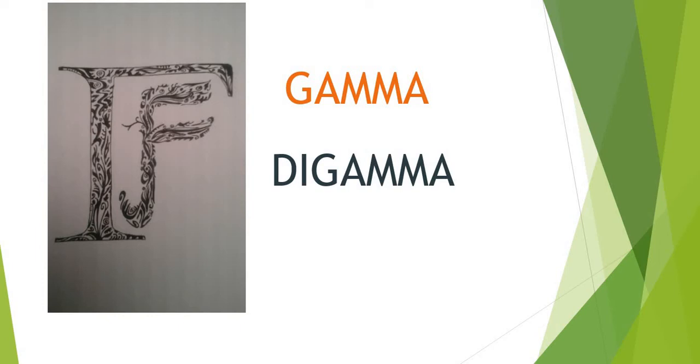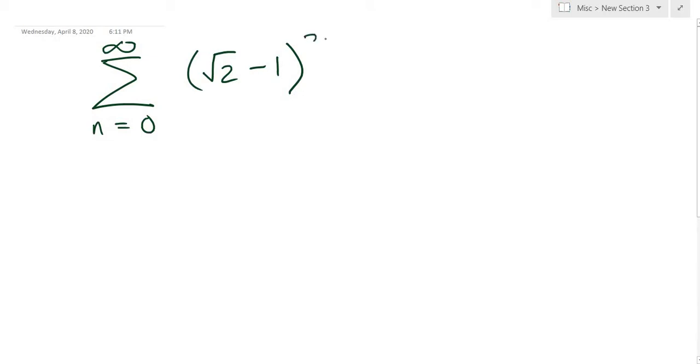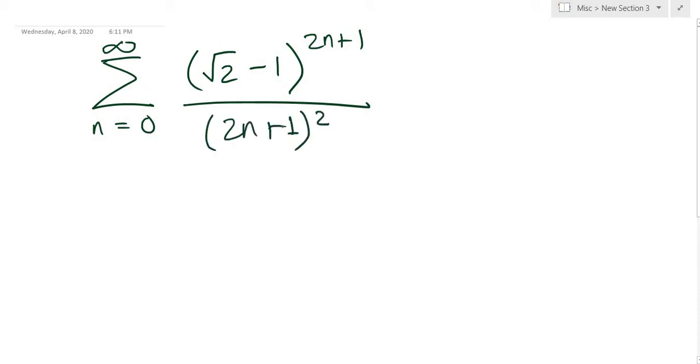And today I have a weird infinite series for you. So let's get to it. So now they want us to calculate the sum from n equals 0 to infinity of the square root of 2 minus 1, the whole thing raised to the 2n plus 1 power, divided by 2n plus 1, the whole thing squared.